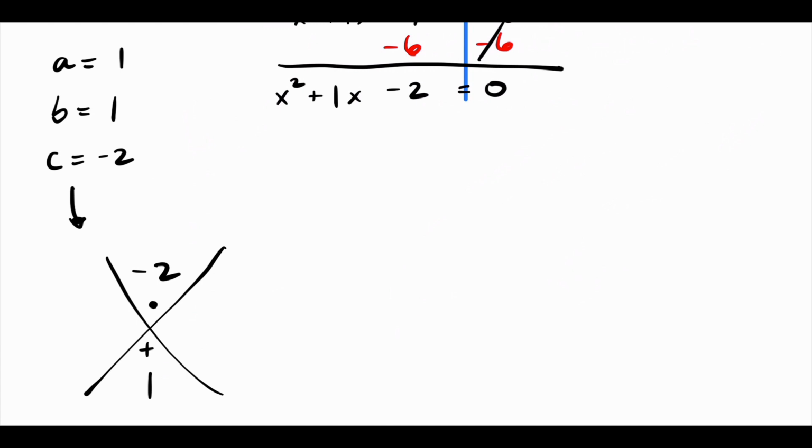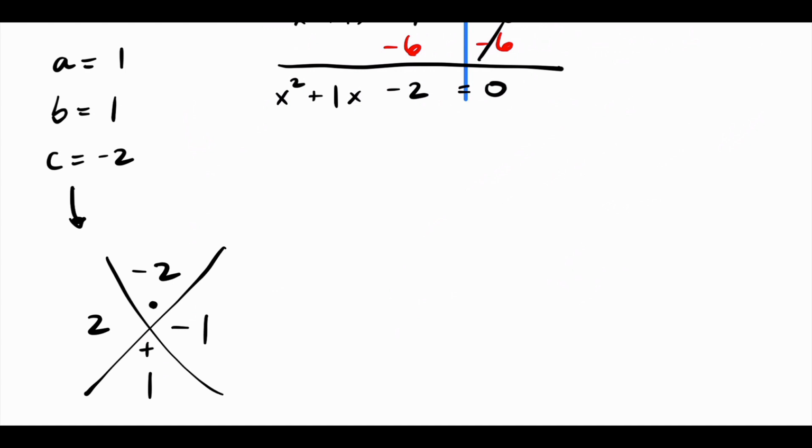What are the two numbers that you multiply to be negative 2, but add to be positive 1? Positive 2, negative 1, yeah. There's only two numbers that multiply to make 2, 2 and 1. One of them has to be negative. And since B is positive, that means the smaller number has to be negative.